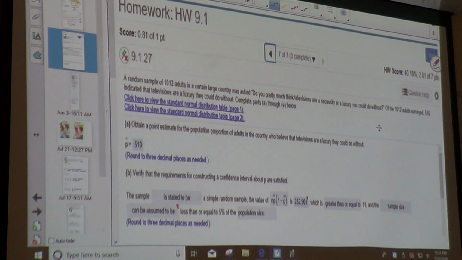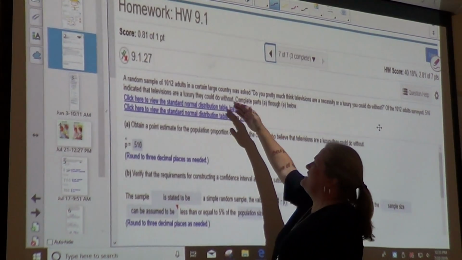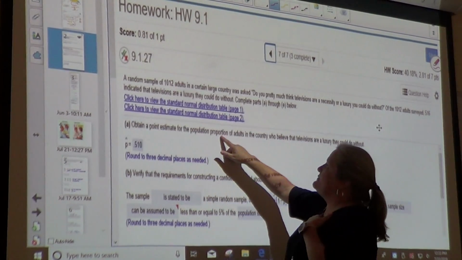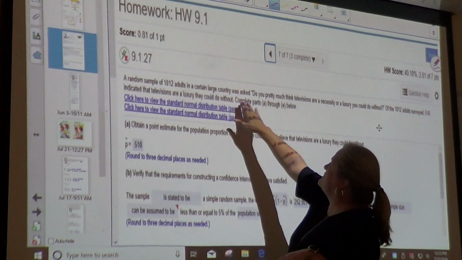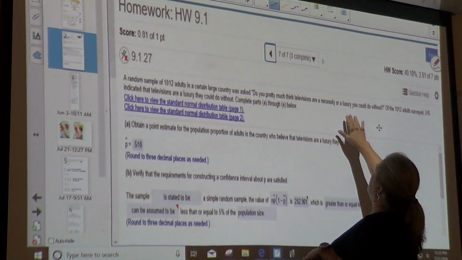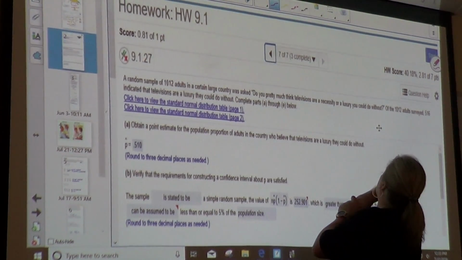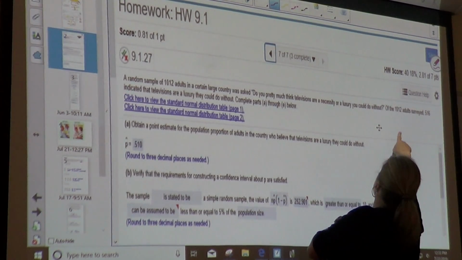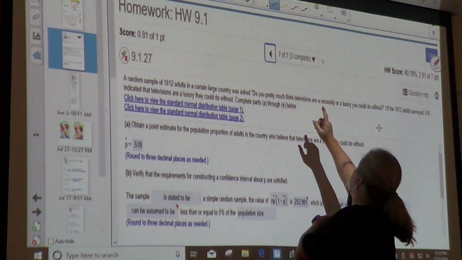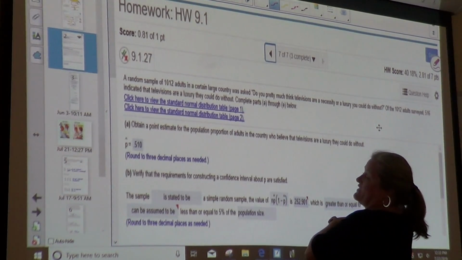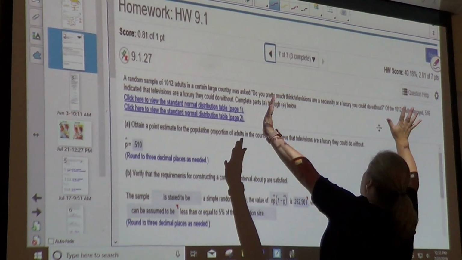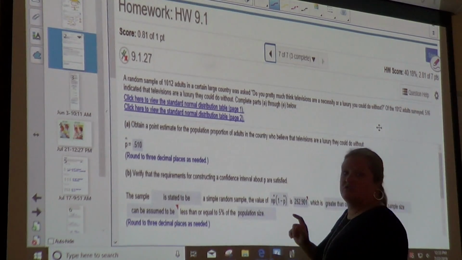Okay. And just because it has these does not mean that you have to use them. I kept going, do I need to go to those? The point estimate for the population, okay, this time we asked 1012 adults: do you pretty much think televisions are a necessity or a luxury? Out of the 1012, 516 indicated that televisions are a luxury that they could do without. So in this problem, what do the 516 and the 1012 represent?